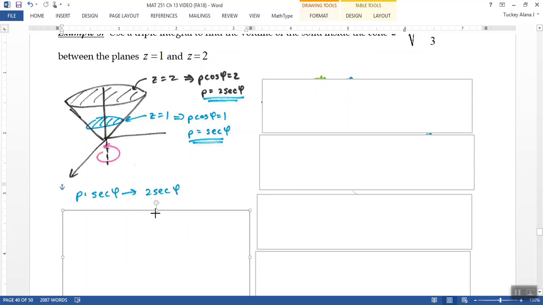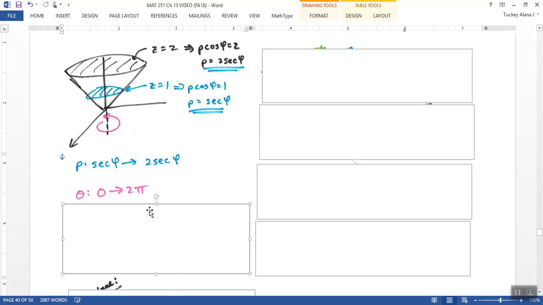And similarly, theta is kind of obvious. Again, we're doing the full revolutions around. We're doing basically all the top octants, so that means we're going to go 0 to 2 pi. We're not just doing the first octant or something like that. So that's kind of obvious, no problem. The hard part is going to be phi.